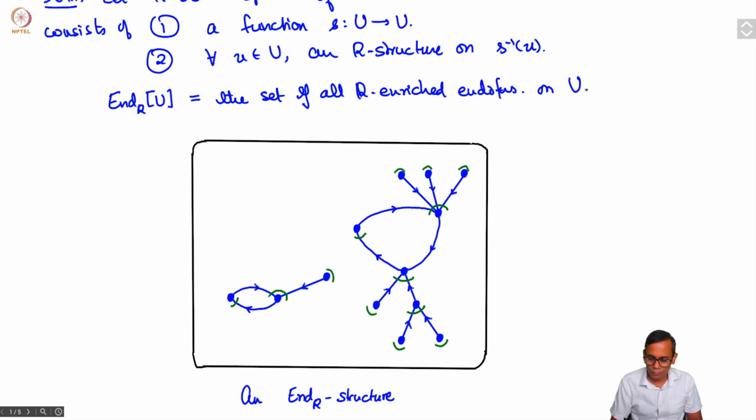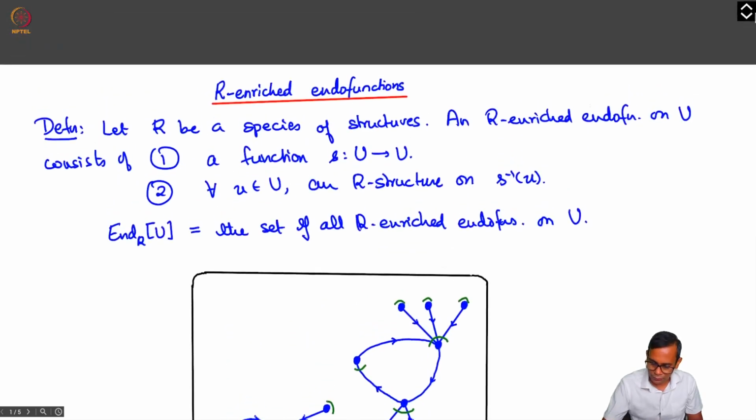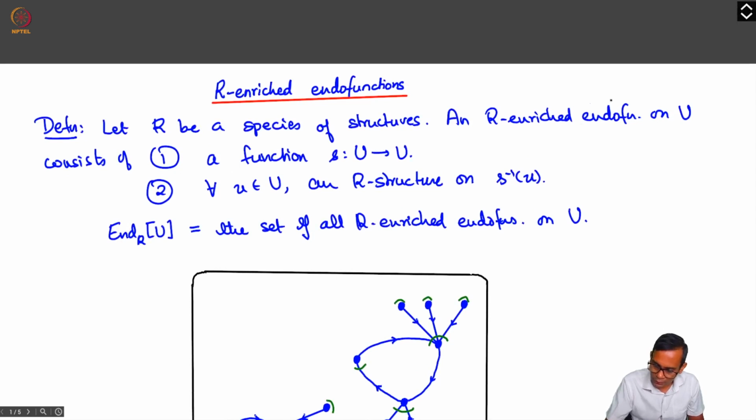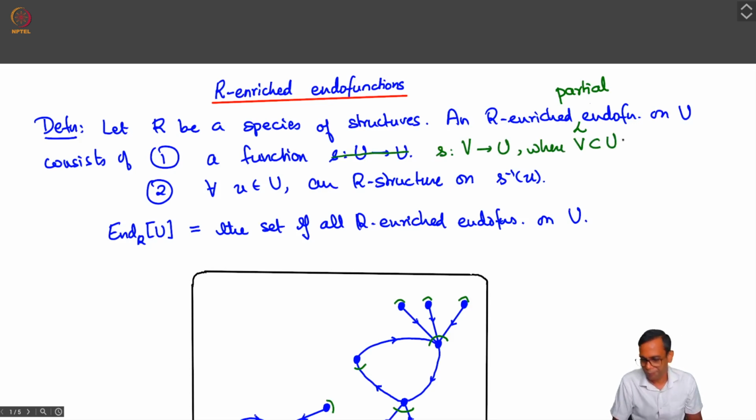There's also a notion of an R-enriched partial endofunction. So I can just modify this definition a little bit. An R-enriched partial endofunction on U is a function, not from U to U, but rather S from V to U, where V is some subset of U, and the rest remains the same. So an R-enriched endofunction is of course a special case of an R-enriched partial endofunction, where we take the domain V to be all of U.